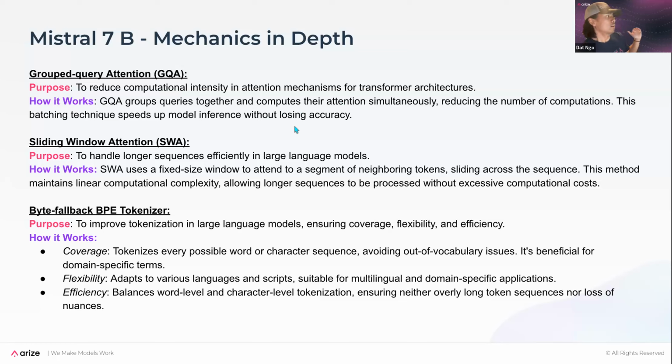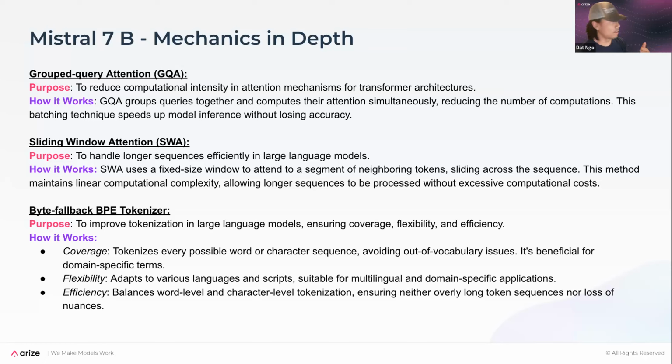And the second one is sliding window attention, which addresses long sequence challenges. Traditional attention mechanisms have quadratic computational complexity with respect to sequence length. This means that as the sequence gets longer, the computational resources required increase exponentially.